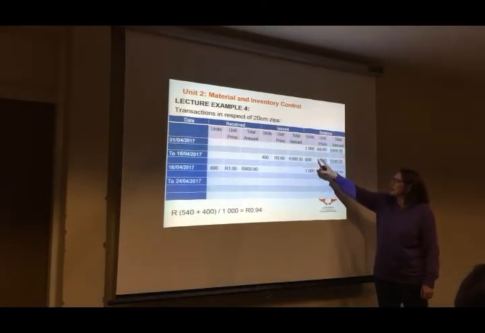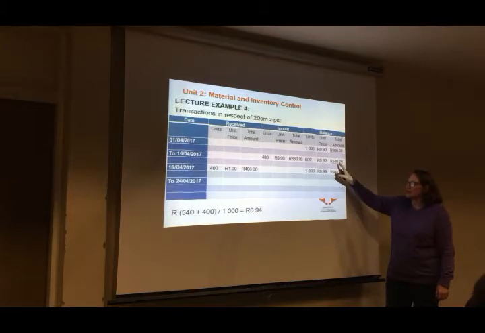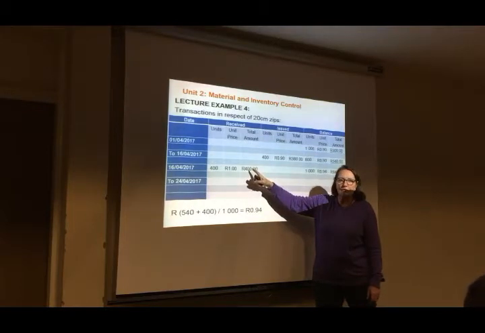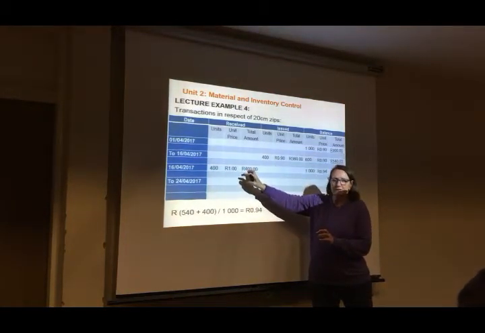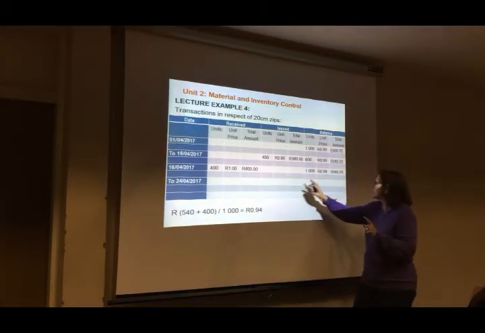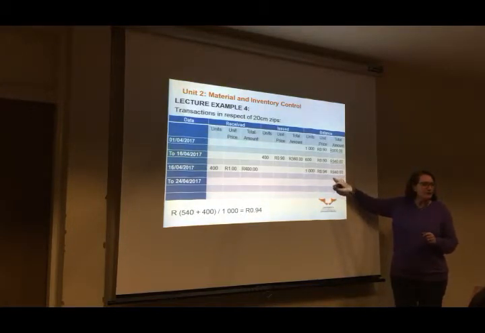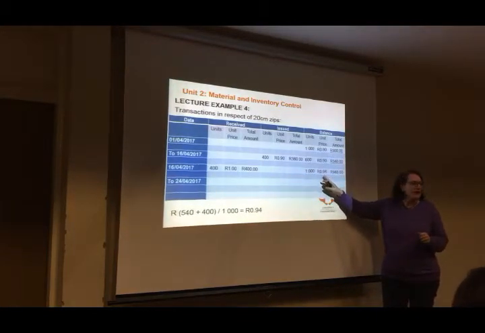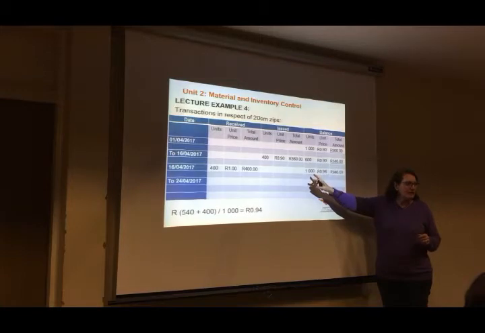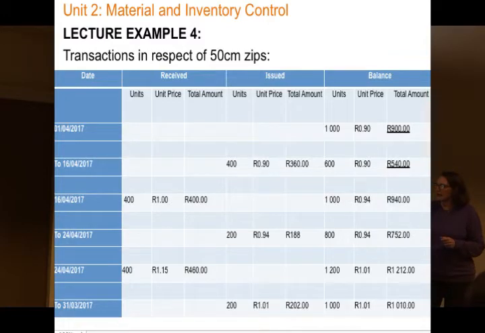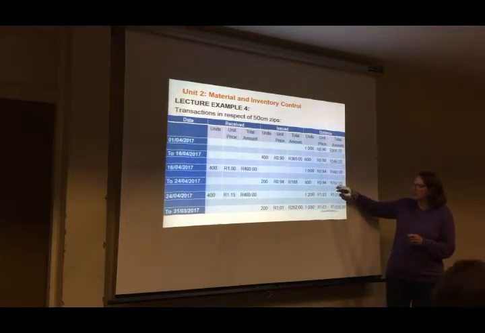So you've got 600 left at 90 cents, gives you 540 rand. You bought another 400 units at 1 rand, a total of 400 rand. Because you bought units, you have to recalculate your average price. Your total cost is 400 plus 540 is 940. Your total units is 600 plus 400 is 1,000. Your average price is 940 rand divided by 1,000, which is 94 cents a unit. Then you issued 200 more to production at 94 cents. So you've got 800 left at 94 cents, which gives you 752.